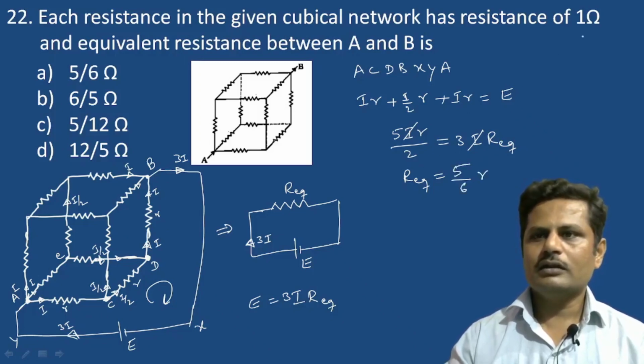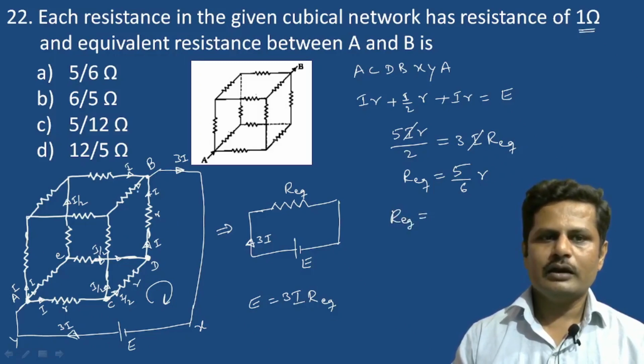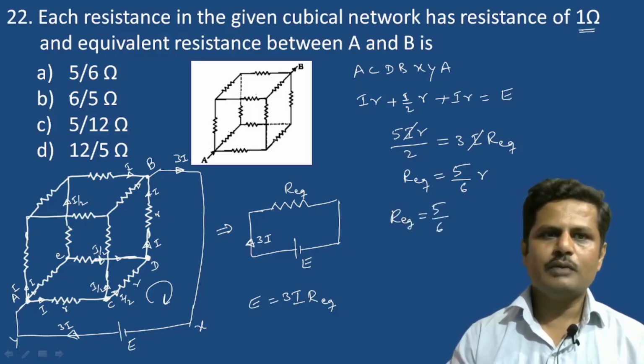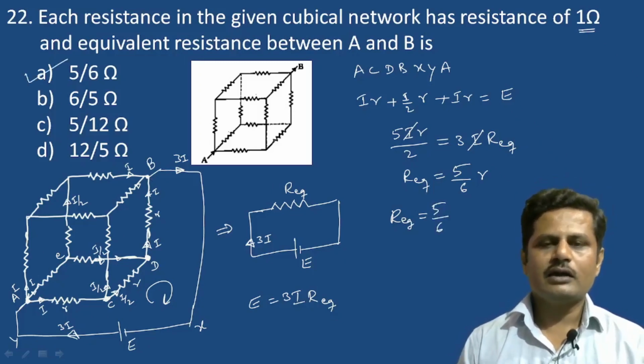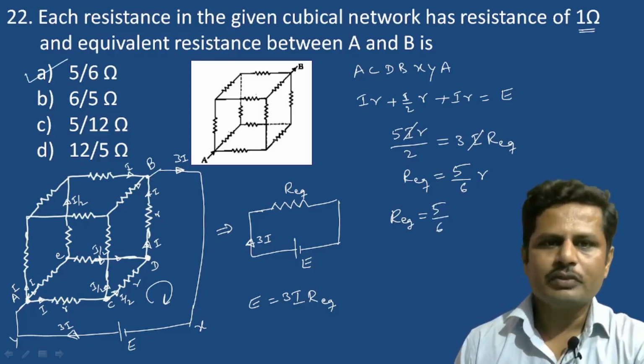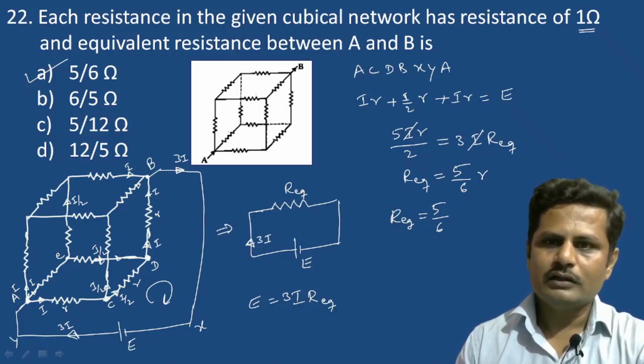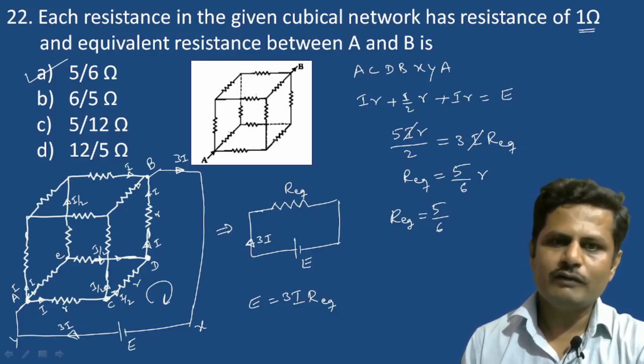So here the value of each resistance is 1 ohm, so therefore the effective resistance between the ends of the body diagonal is 5 by 6. So option A would be the correct answer. This is the lengthy process of finding the answer. We have a shortcut to find out the answer for such type of questions. Let's have a shortcut now.